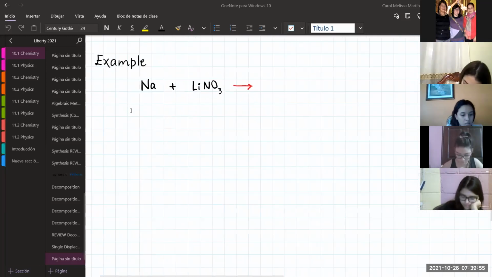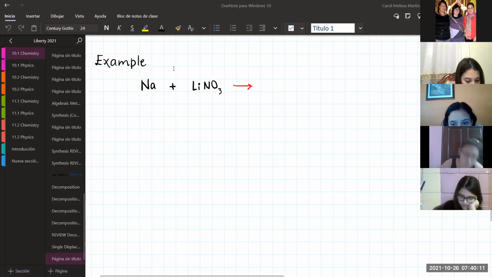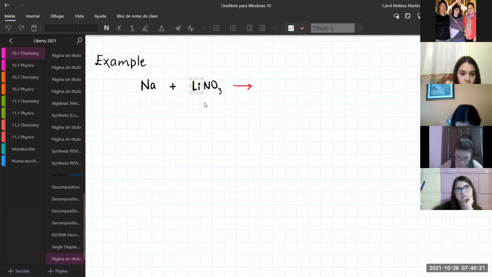Now, taking a look at the table that I gave you, is this reaction going to occur? We need to check the table. No, it won't. Just take a look at the one that is going to be replaced. Lithium is the one that is in the very top of the table, so that means that lithium cannot be replaced under any circumstance. Okay? So, this, no reaction.